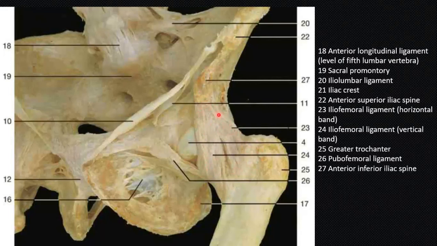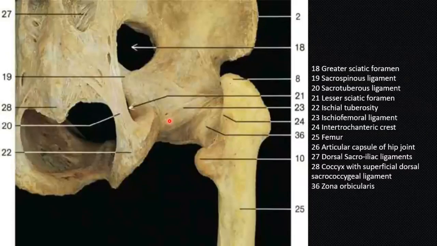So it has two bands, a horizontal band here and a vertical band. Then this is your pubofemoral ligament. It usually prevents over abduction. This prevents hyperextension. Okay, this is the head. Let's look at the posterior. Then you can see here the ischiofemoral ligament. You can see it is somewhat spiraling, and as it spirals, it blends with these fibers, the zona orbicularis.